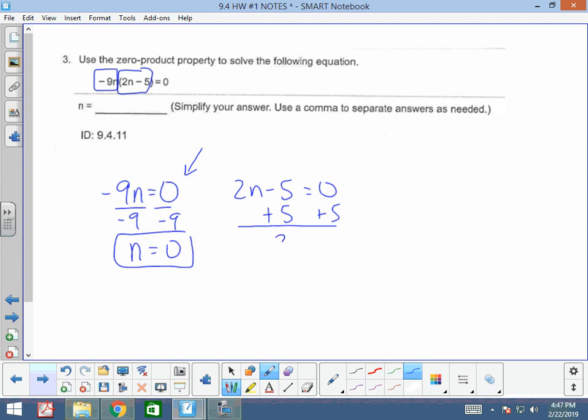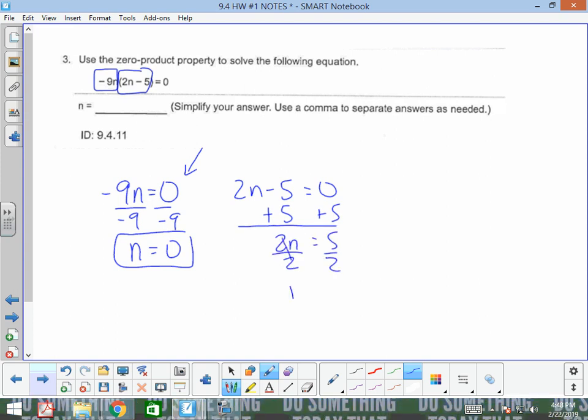Another one, we're going to add 5 to both sides. Divide by 2. n equals 5/2. And just leave it as a fraction. You don't have to make these into decimals unless they specify. So 0, comma, 5/2.